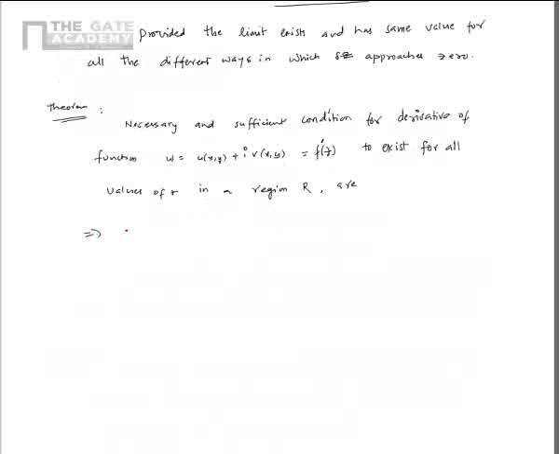So the condition is the partial derivative of u with respect to x, the partial derivative of u with respect to y, similarly the partial derivative of v with respect to x, and of v with respect to y. So dou u by dou x, dou u by dou y, dou v by dou x, dou v by dou y are continuous functions of x and y in R.